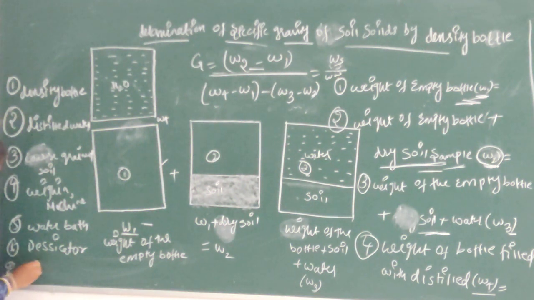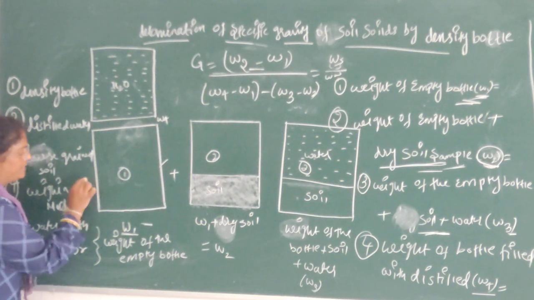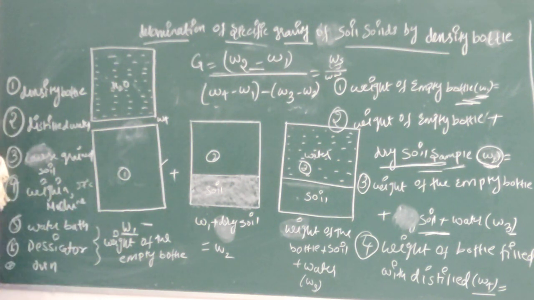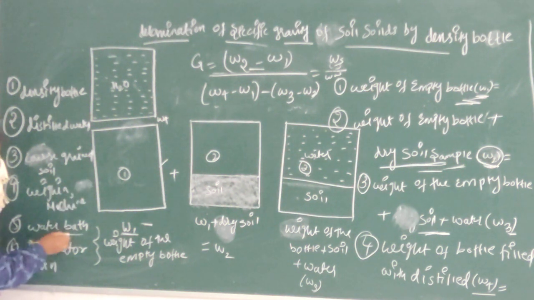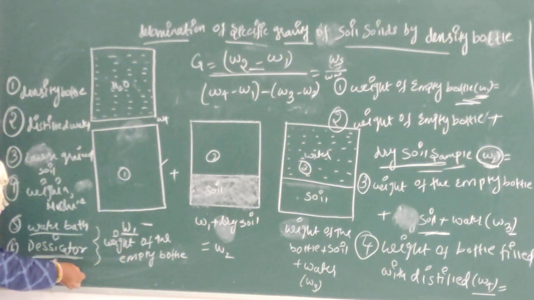Seventh one, oven. These three are used whenever you are going to standardize the soil at some temperature. Normally the temperature we take for the soil is 27 degrees Celsius only. These are all already standardized. The water bath we use for cooling, and after keeping the sample in the oven, we need to keep it in the desiccator. You will see this desiccator in your environmental lab or chemistry lab. These three at present we will not be using.